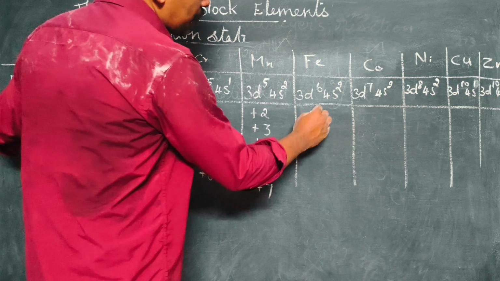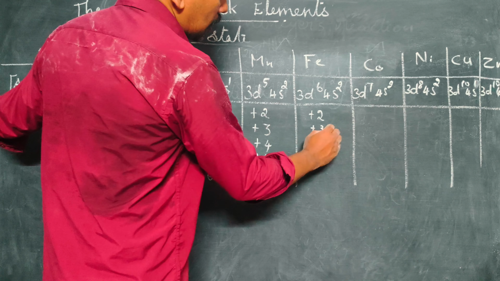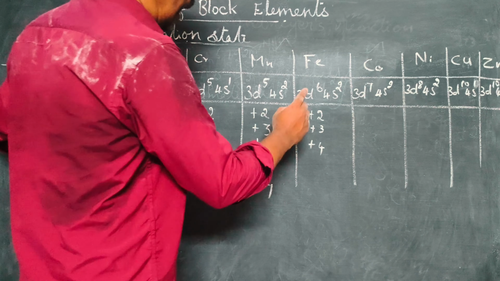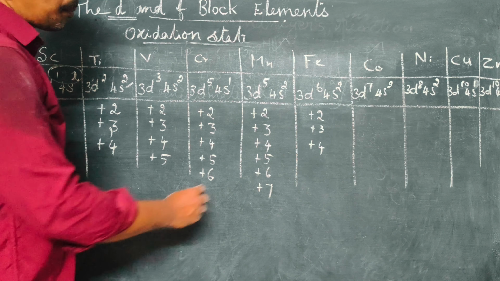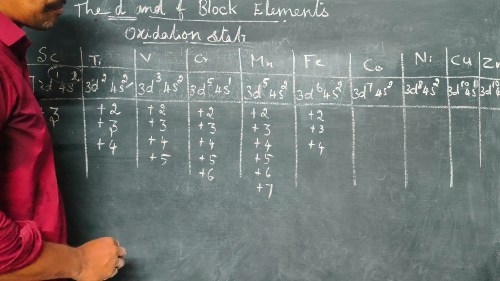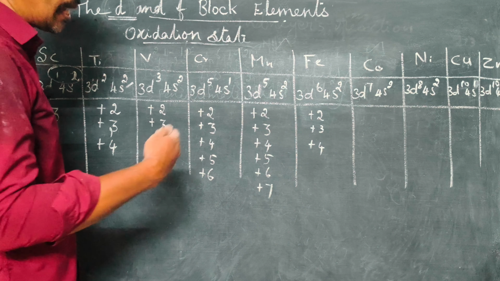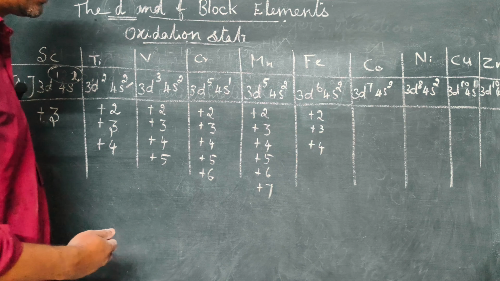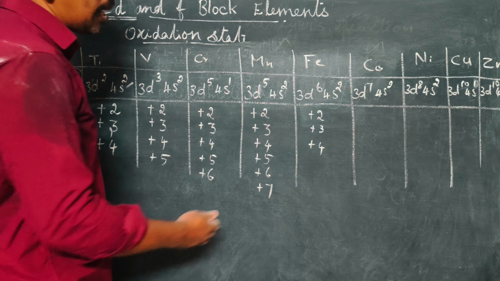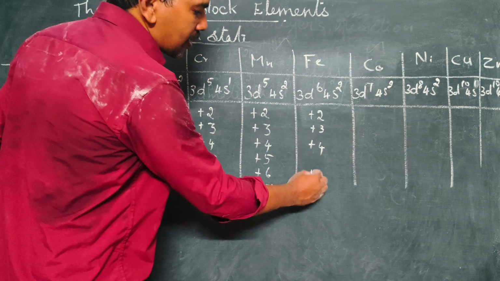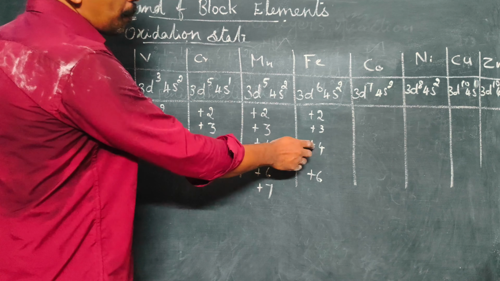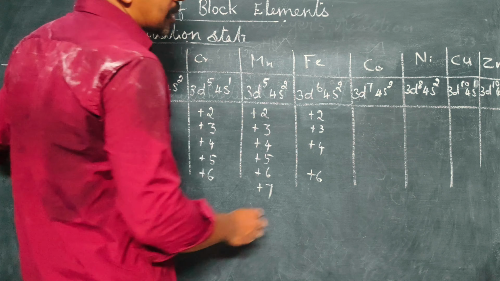Then iron: +2, +3, +4. Iron does not exist in the +5 oxidation state. When it exists in the +5 oxidation state, it readily changes to either +4 or +6. So +3, +4 and +6.